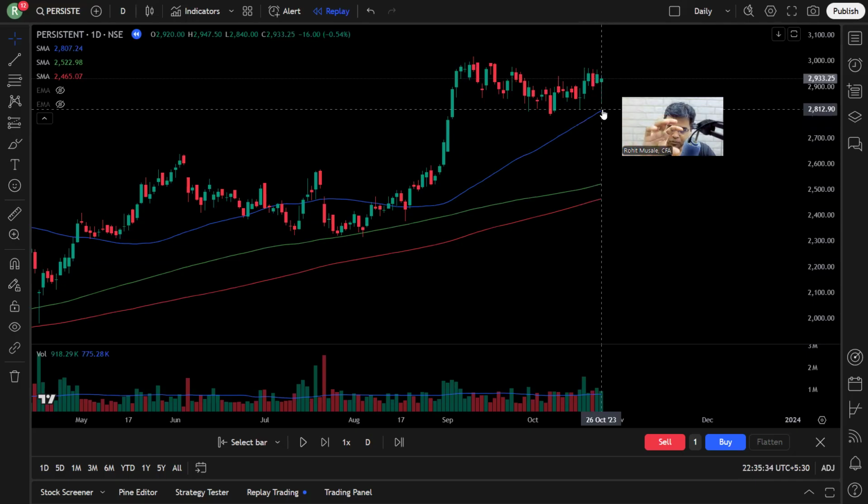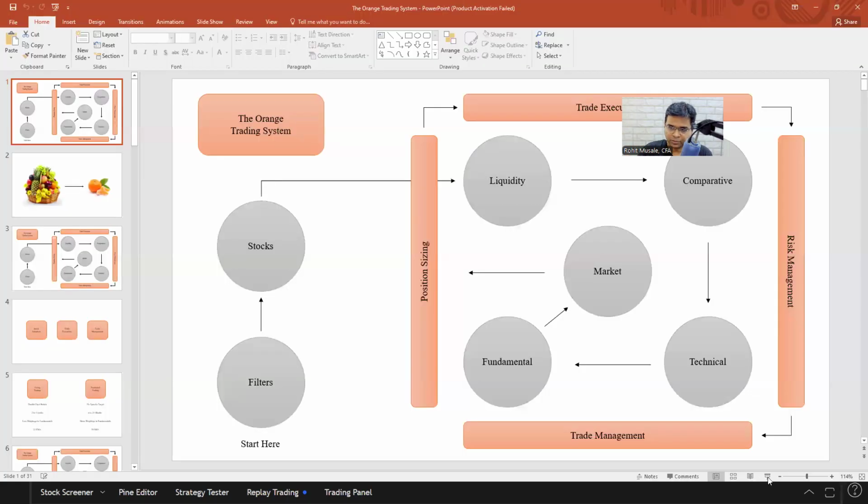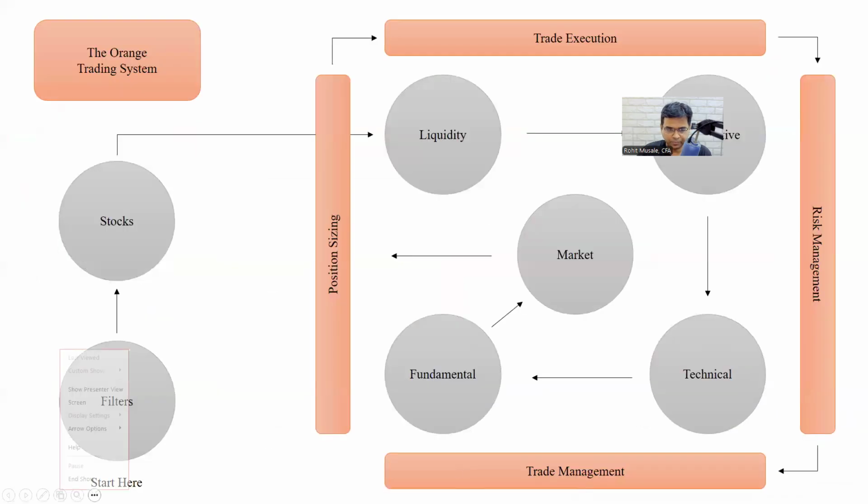Okay, so let's just assume that this stock meets our criteria of the orange trading system. So let's assume that liquidity wise, comparative, technical, fundamental, market analysis, everything is in our favor. So we are taking a particular trade on this stock. It's a positional trade. It came in our filter. Okay. So let's approach it that way.